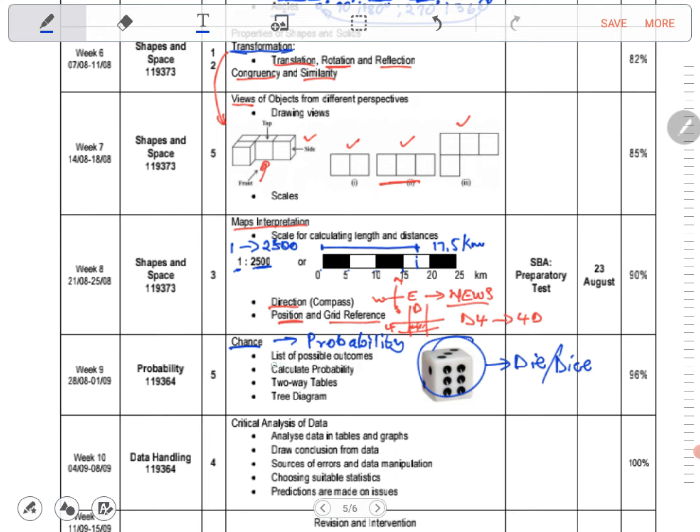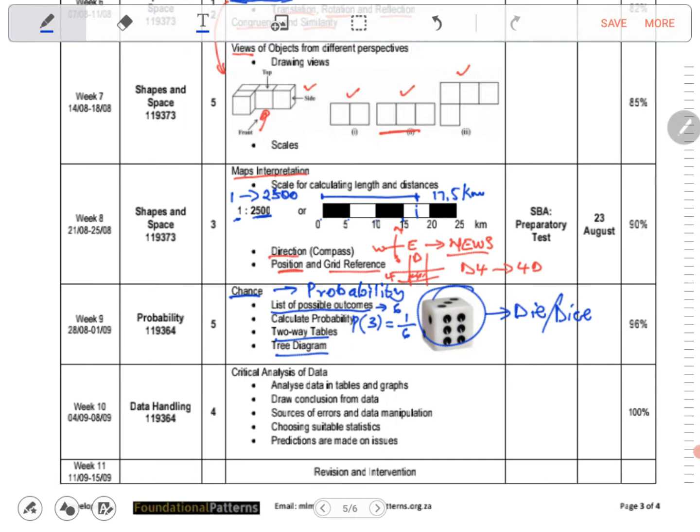So we deal with the list of possible outcomes. A die will have 6 sides, and so these are 6 possible outcomes. Calculating the probability, for instance: what is the probability that when you throw a dice you'll get a 3? A die has one side that has a 3 out of 6 sides. All right, and then we also deal with two-way tables and a tree diagram, which your teachers can explain.